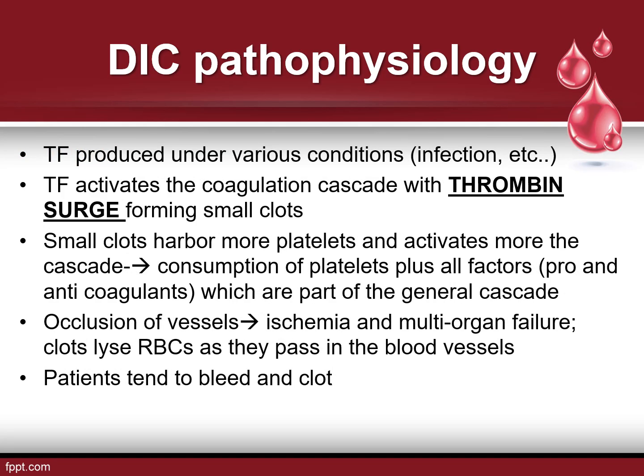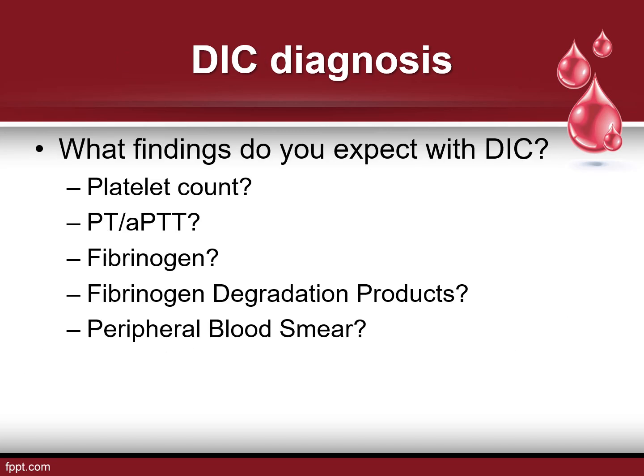Tissue factor is produced under various conditions like infection, sepsis, trauma, major surgery, and malignancy. TF activates the coagulation cascade with a thrombin surge forming small clots, and these small clots harbor more platelets and activate the cascade more, causing occlusion of vessels, bleeding and clotting. It usually causes multi-organ failure, and mortality is very high with DIC if we don't treat the cause of DIC. What findings do you expect with DIC?